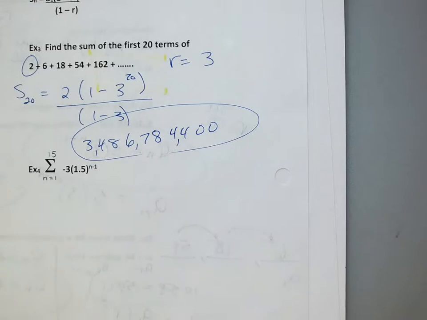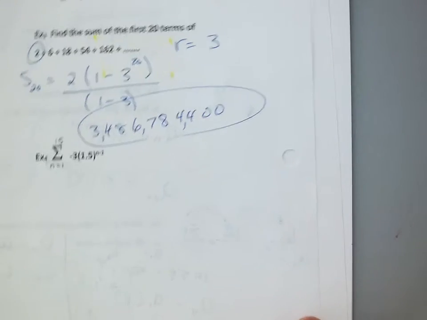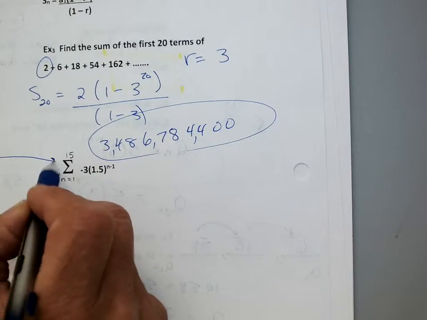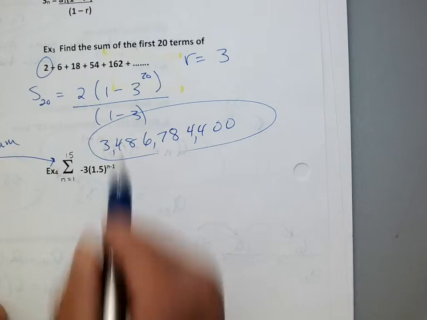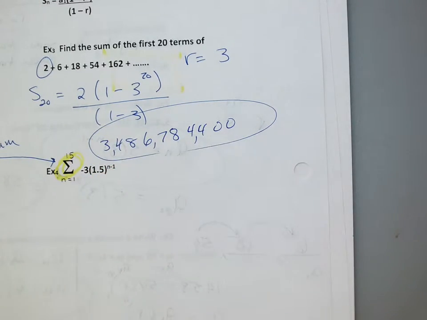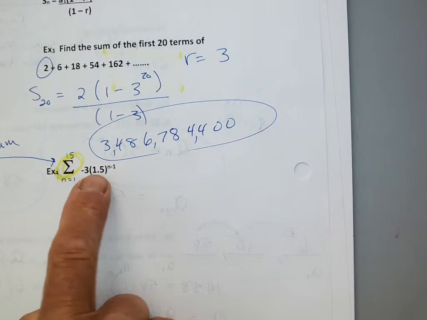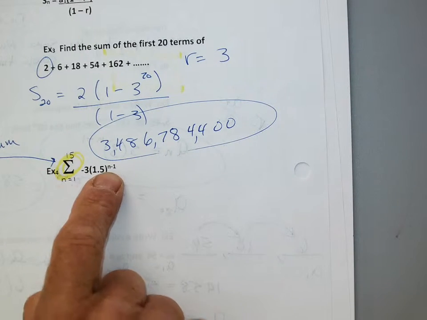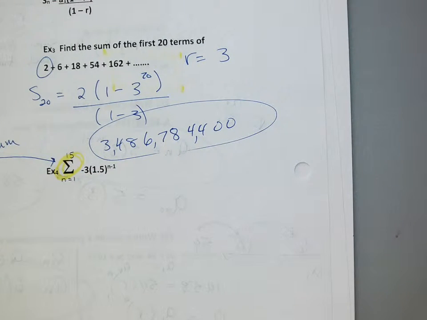Okay. All right, now, example 4. This symbol means sum. So what we're going to do is plug in 1, get an answer. Plug in 2, get an answer. Plug in 3, plug in 4, and so on, all the way to 15. So we're plugging in the numbers from 1 through 15.